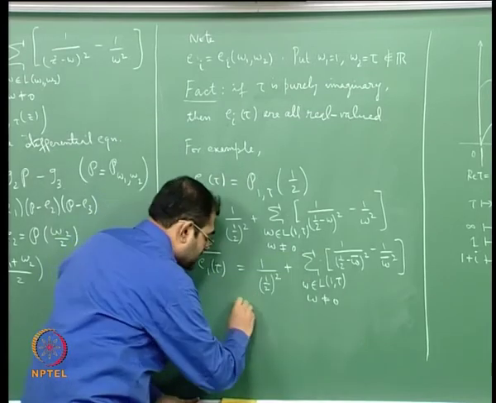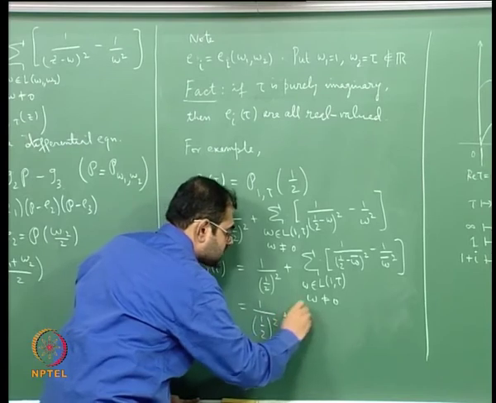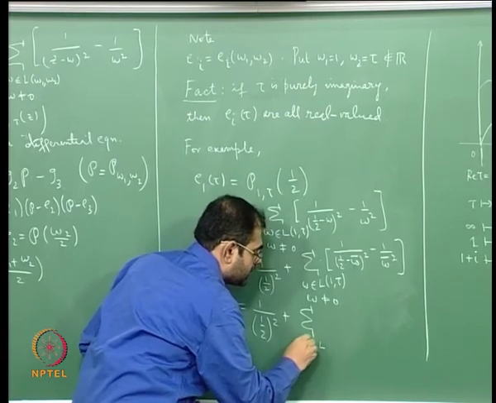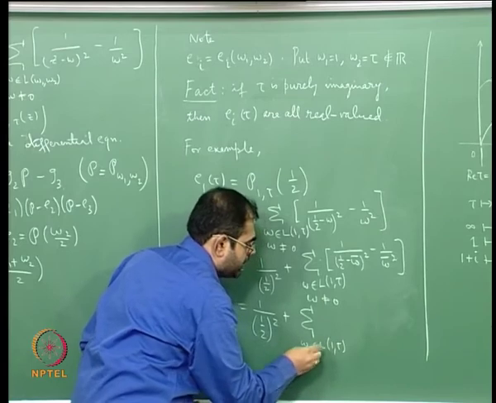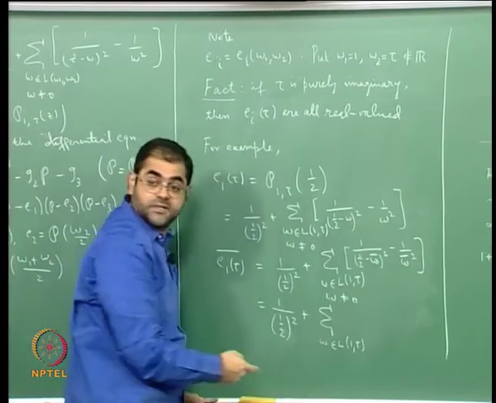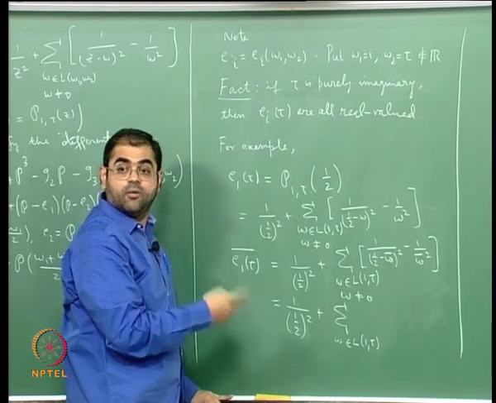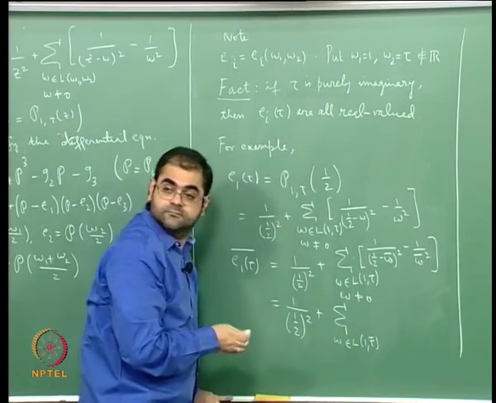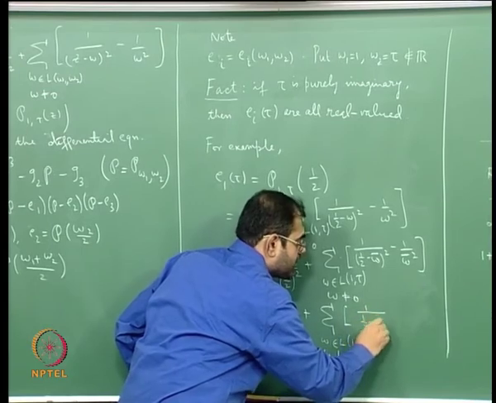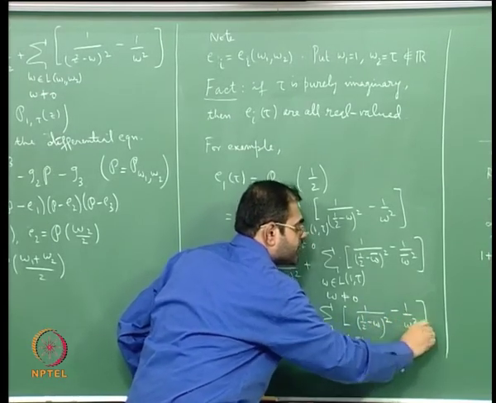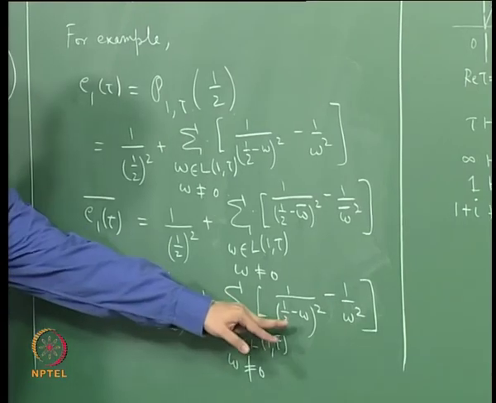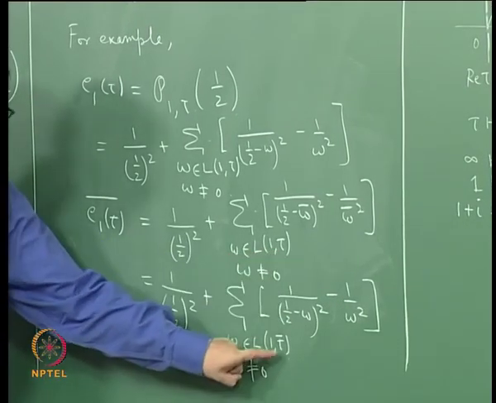Okay. So this can be written as 1 by 2 the whole squared plus summation over omega belonging to L of 1 comma tau. Now I replace omega bar by omega in this summation, and I will have to replace tau by tau bar. So I will have to put tau bar and omega not equal to 0, and I can write the same old expression: half minus omega the whole squared minus 1 by omega squared. I can do this because I have replaced omega by omega bar, and to compensate for that, I will have to replace tau by tau bar.